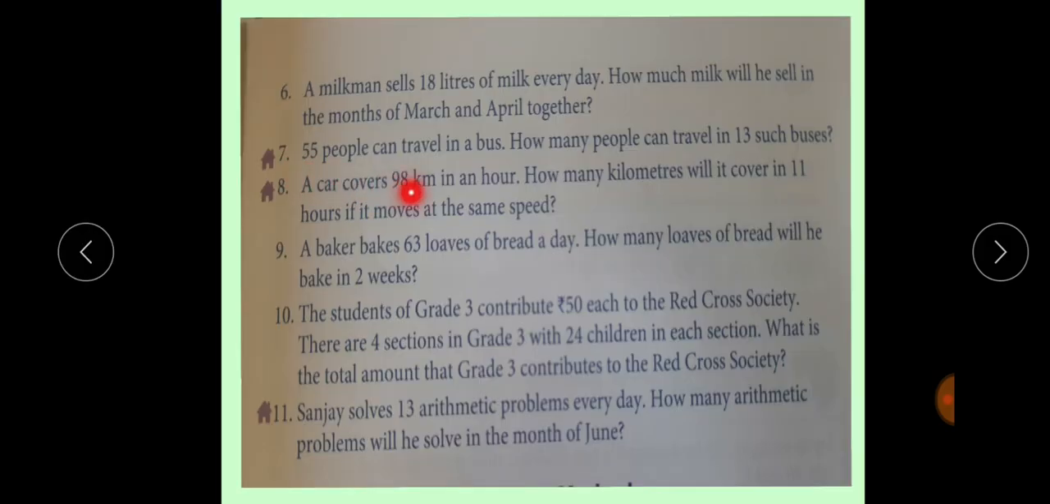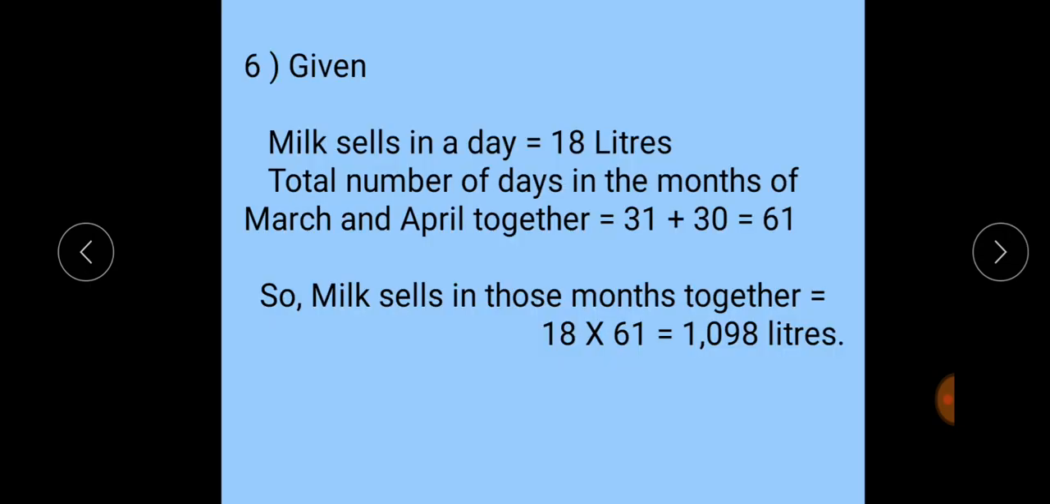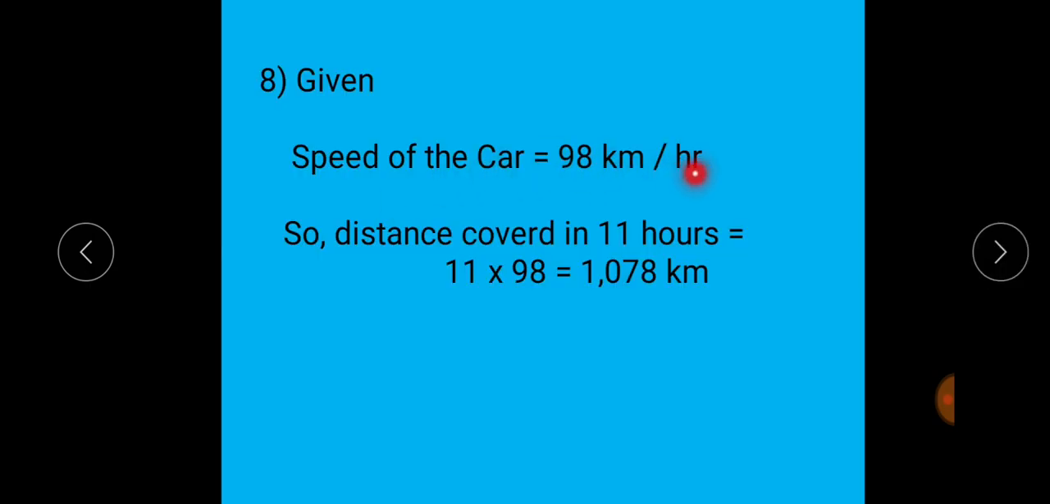Eighth question: a car covers 98 kilometers in an hour. How many kilometers will it cover in 11 hours if it moves at the same speed? So the speed of the car is given. It's 98 kilometers per hour. That means in 1 hour it covers 98 kilometers. So we need to find how many kilometers it covered in 11 hours. So 11 hours, 11 into 98 is equal to 1078 kilometers.